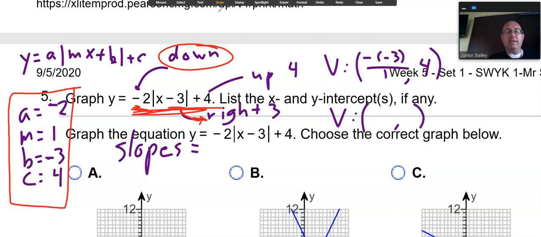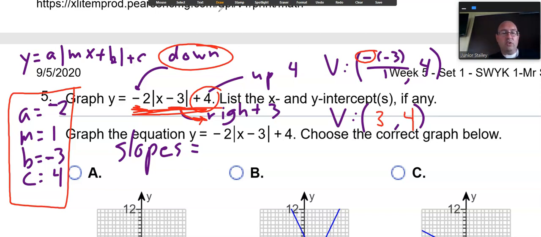When kids look at this and they see that -3 inside there, they think it's going left, but it always goes against, and that's because of that whole opposite of B over M thing going on here. That little opposite thing throws people off. They don't realize that it actually is moving to the right. The part on the outside matches their common sense, so that doesn't bother them. So we know that this is going 3 to the right and 4 up.